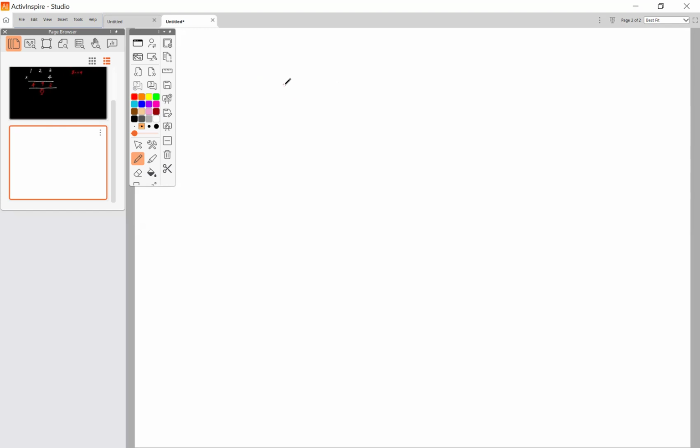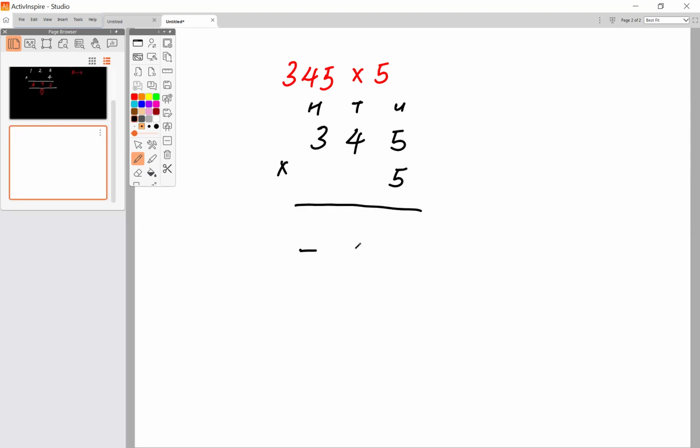So the next question, we have 345 multiplied by 5. So we have 345 multiplied by 5, with the units and the hundreds here. So let's start with the ones, the units. 5 times 5 is 25. So what do we say? It's 5, carry 2. So we write it here on the tens.